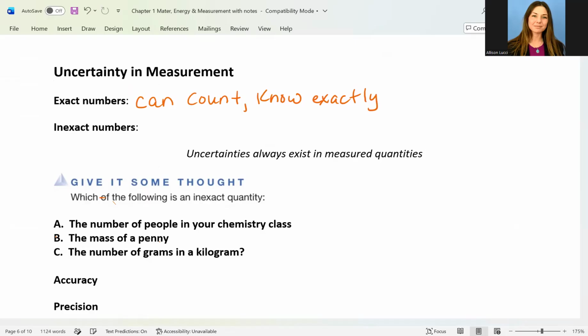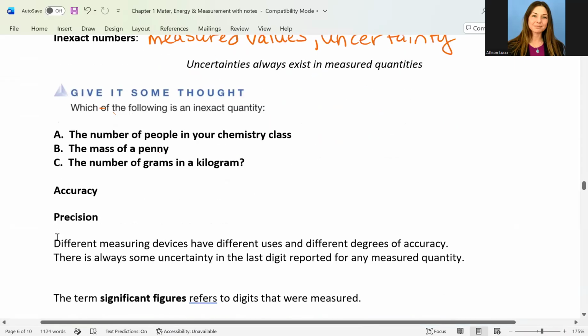When we talk about inexact numbers and how they differ from exact values, these are values that are measured. By measured, I mean using a ruler or a balance or a scale. And these measured values have some uncertainty associated with them. Depending on the precision of the instrument you use to measure something, we have different values for the uncertainty.